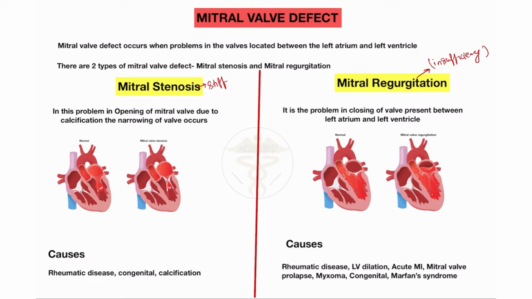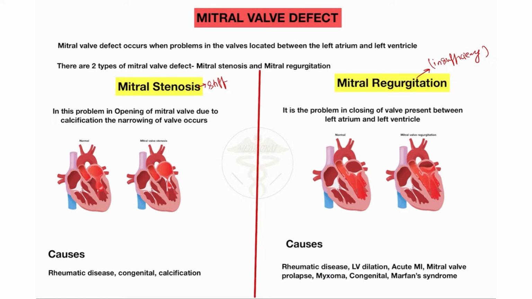Due to this, backflow of blood occurs from the left ventricle to the left atrium. So there is insufficiency of the left ventricle because of the backflow of blood due to non-closing of the valve. Blood goes back into the left atrium from the left ventricle. This is called mitral regurgitation or mitral insufficiency.